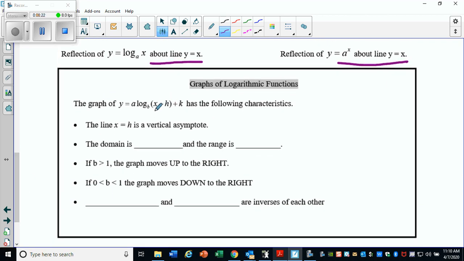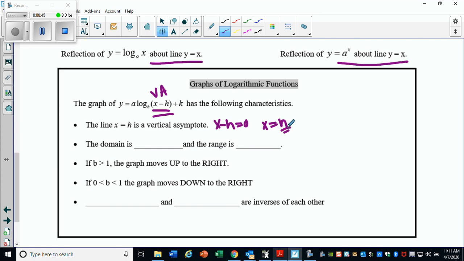So this right here is going to be where you get your vertical asymptote. Okay, so your h value is now your asymptote instead of your k value. All right, so this is where you're going to get your vertical asymptote. So all you're going to do is take what's inside the parentheses and you're going to do x minus h is equal to 0 and solve. Whatever that h value is, that's your vertical asymptote.